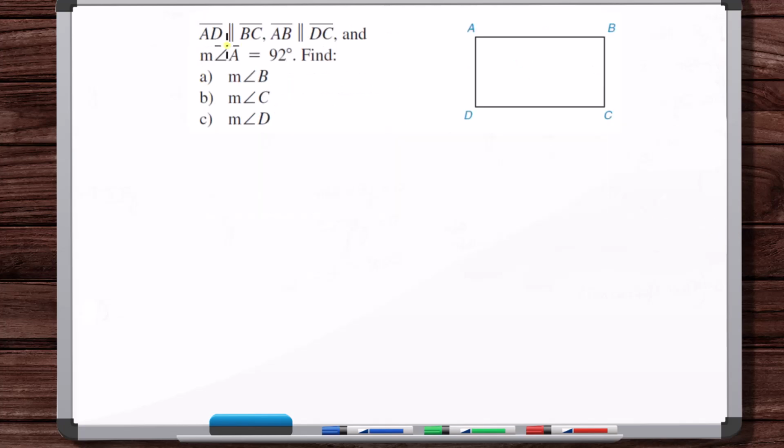Okay, AD is parallel to BC. AB is parallel to DC. And the measure of angle A is 92 degrees. So find the measure of angle B, measure of angle C, measure of angle D. So, yeah, what they want us to do is think about this idea of parallel lines and transversals. So, okay, what we want to do is extend these out like that.